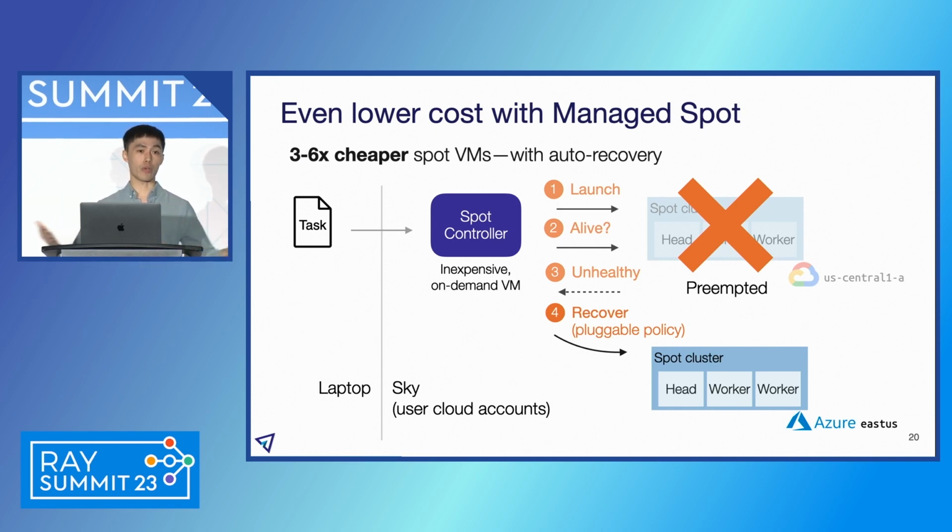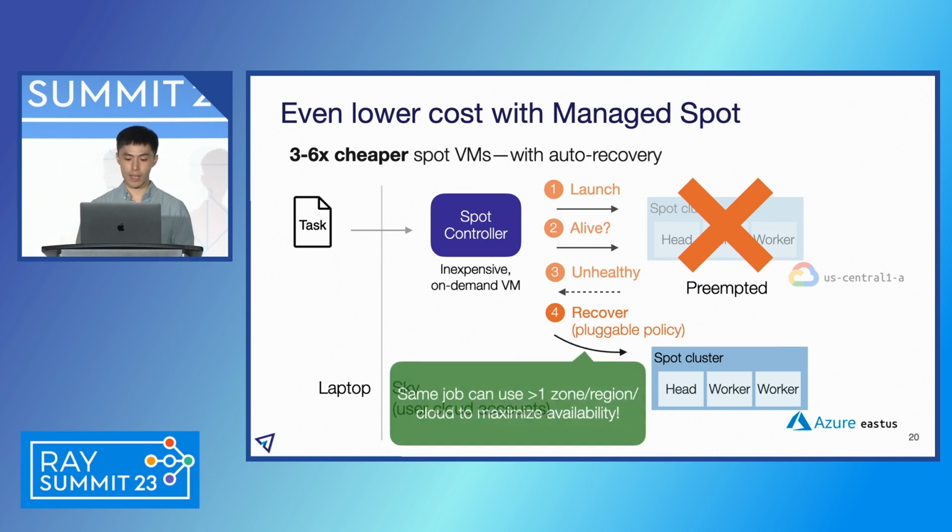There are many possible scheduling policies here. For example, we can quickly back off from a congested region. And one thing to note here is this is something native solutions in cloud providers cannot do, because they cannot go beyond one region or one cloud. As you can see here, throughout the lifetime of a single job, the same job can utilize more than one zone, region, and cloud. And this will improve the availability dramatically.